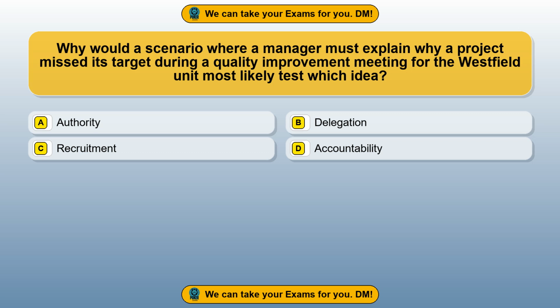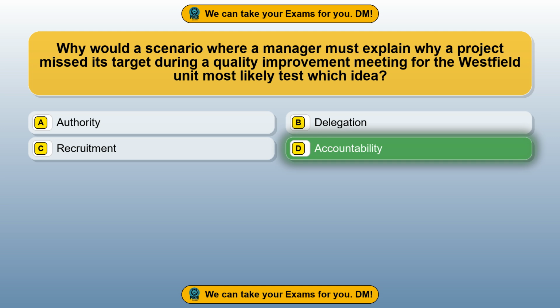Question 1. Why would a scenario where a manager must explain why a project missed its target during a quality improvement meeting for the Westfield unit most likely test which idea? Option A, authority. Option B, delegation. Option C, recruitment. Option D, accountability. The correct answer is option D, accountability.